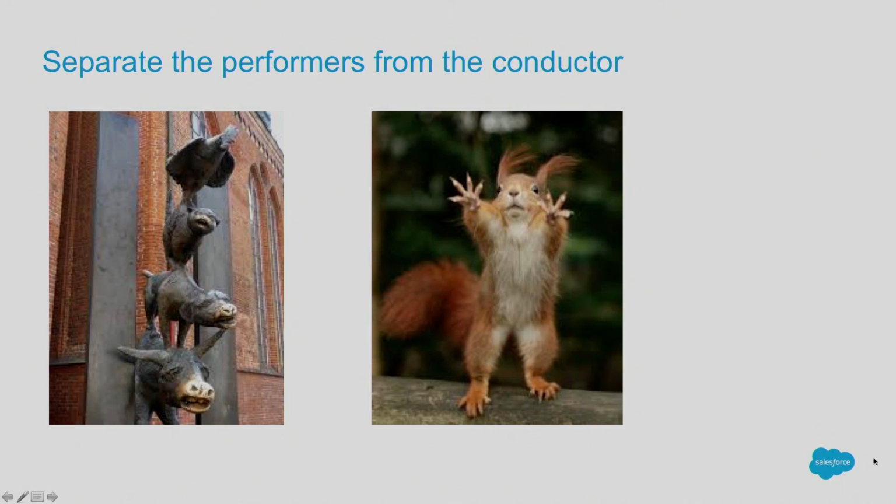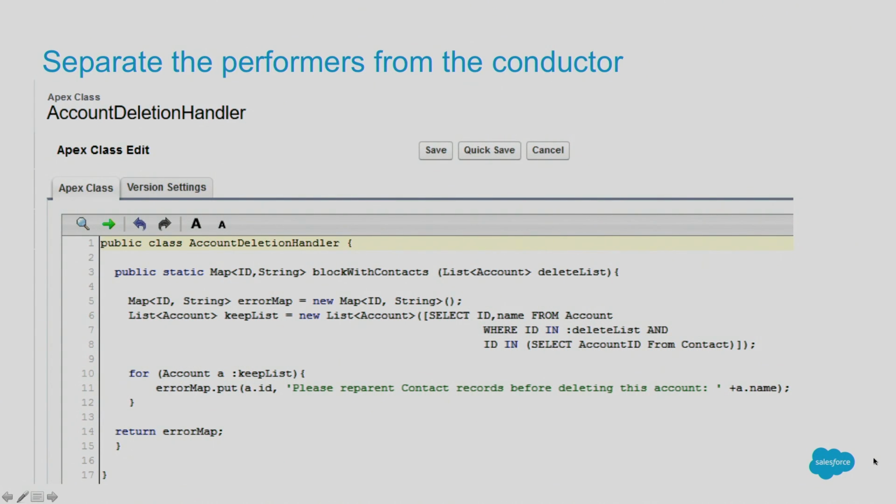So the solution is separate the performers. Over here we've got the Bremen Town musicians from the conductor, our crazy little squirrel. But in reality, in Salesforce, the conductor and the performers are going to be handler classes for the performers and our trigger as the conductor. So this is my account deletion handler. This is what I've named this class.